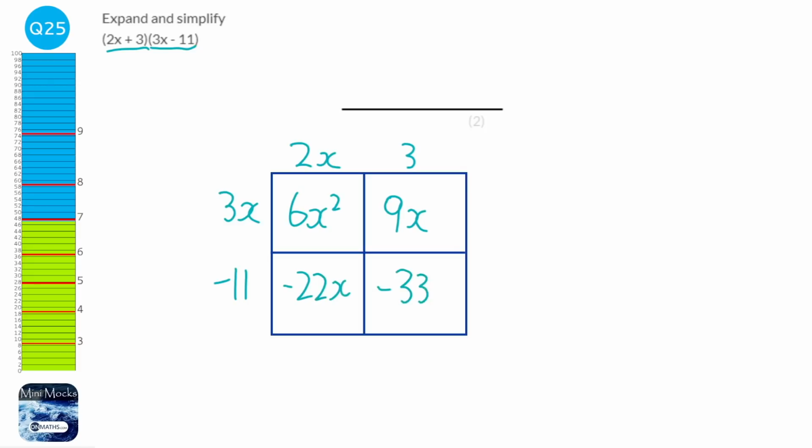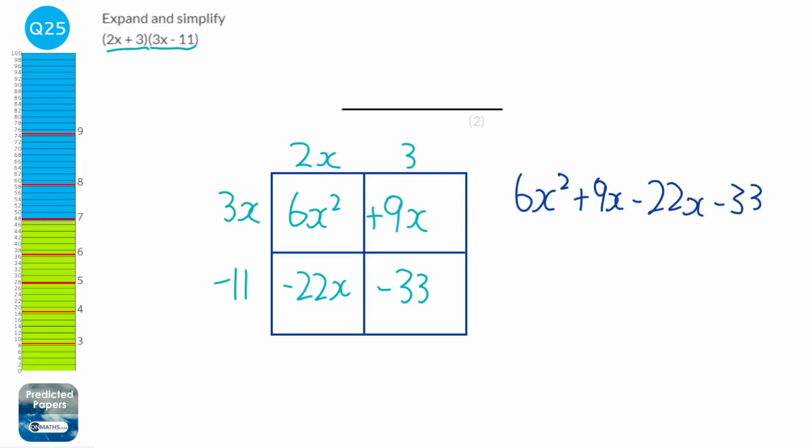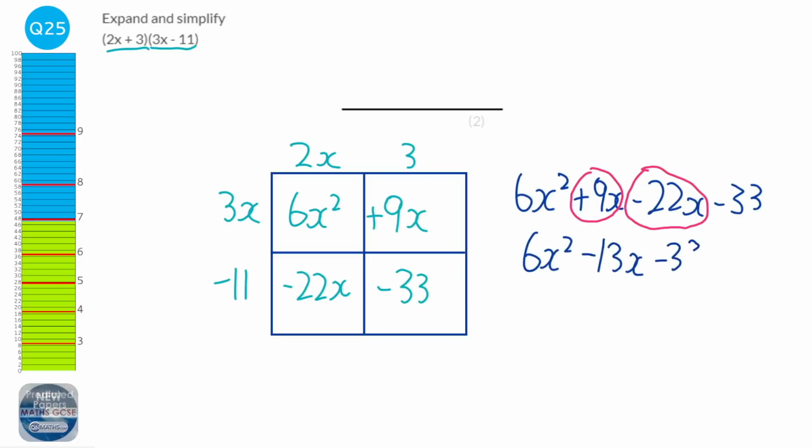minus 33. Get them all together, so we've got 6x squared plus 9x, because that is a positive, minus 22x minus 33, and we can see here that the plus 9x and the minus 22x are like terms, so we can add them together to make minus 13x, and that's our answer. So our answer is 6x squared minus 13x minus 33.